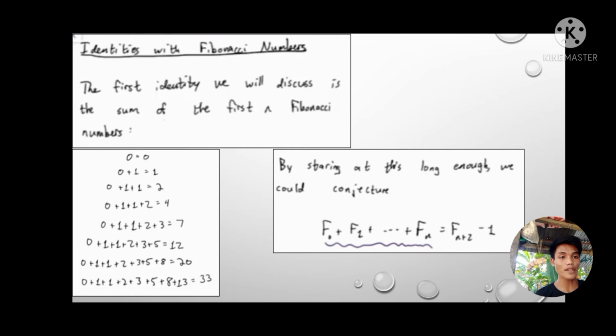So by staring at this, it is long enough that we could conjecture it. So f sub 0 plus f sub 1 plus and so on plus f sub n is equal to f sub n plus 2 minus 1.